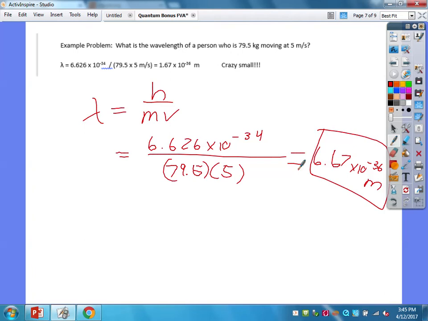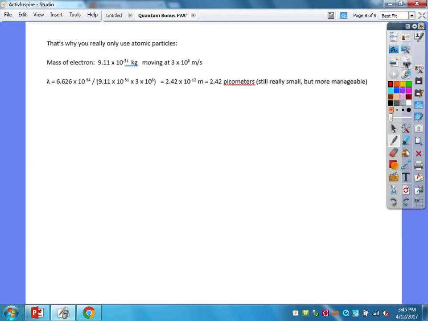It makes no sense. It's so small that it's not going to be detected. Those waves are so close together. Okay, so very, very tiny. But if we use an atomic particle like an electron, which has a mass of 10 to the negative 31st and goes the speed of light, what you can see, I'm not going to redo this calculation, is you get an answer of 2.42 times 10 to the negative 12, which is still ridiculously small, but is something that we can actually measure with very, very sensitive equipment.